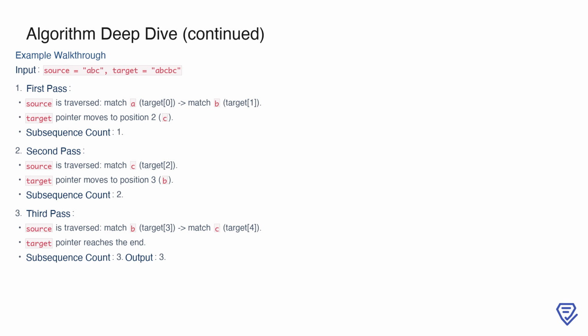This completes the second pass, incrementing the subsequence count to 2. In the third pass, B and C in source match the remaining characters of target, and the pointer reaches the end of target. The subsequence count is now 3, which is the final result. This demonstrates how the algorithm uses multiple passes to form target step by step using subsequences of source.